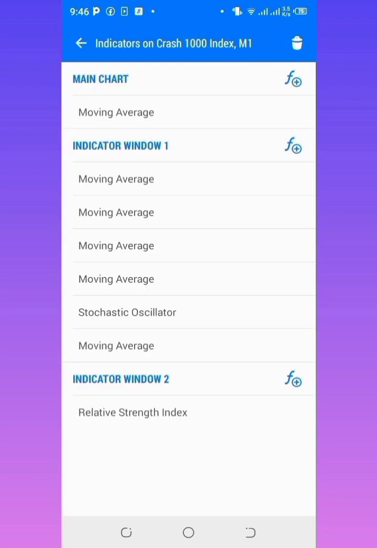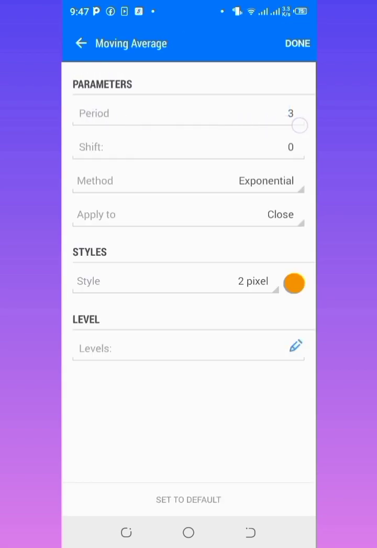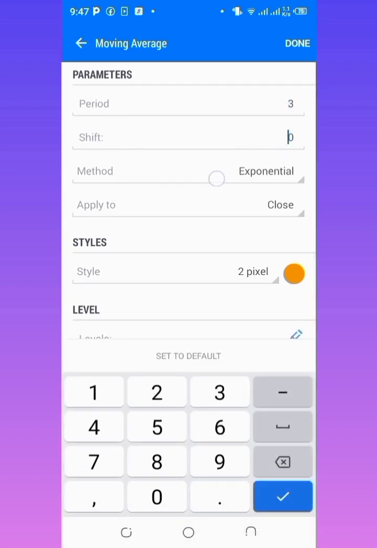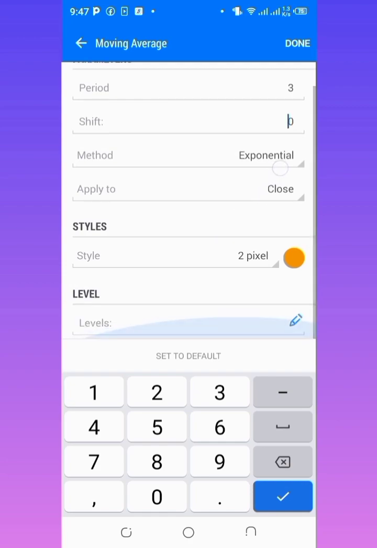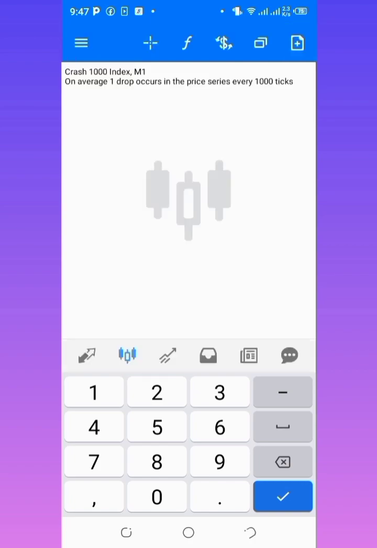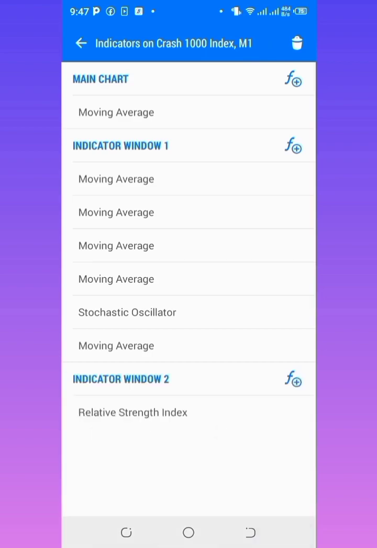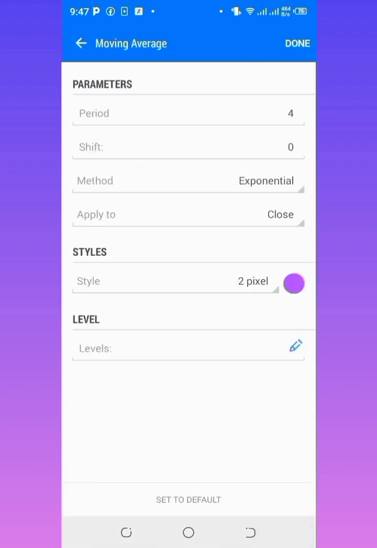I'm having the third moving average, the period is 3, shift 0. Method is exponential, apply to close. The size is 2 pixels and the color is gold as well. And you click on done. And I'm having the last moving average there, which is period 4, shift 0. Method is exponential, apply to close. Size is 2 pixels and the color is purple. When you're done with this, you click on done.